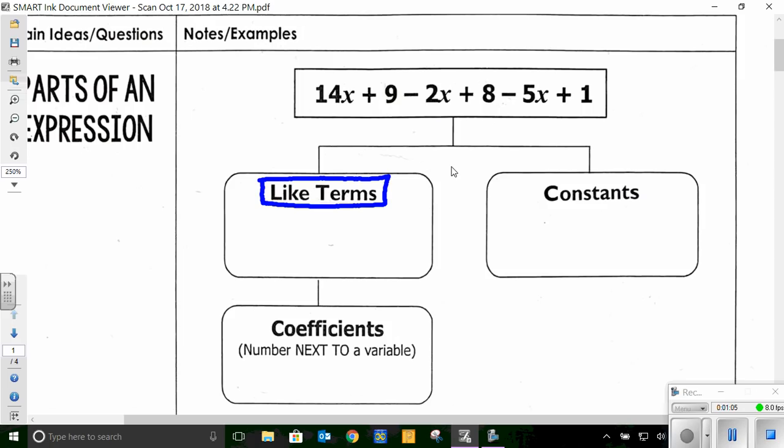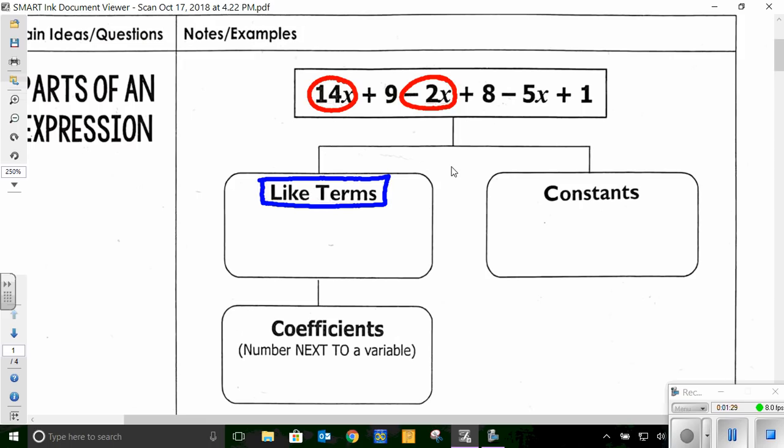When I'm circling, make sure that you circle the sign that is in front of it. Now this one doesn't have a sign in front of it, it's just 14x, but we know it's positive. The positive 9 does not have an x, so I'm not going to circle it. The 2x does have a variable, so I'm going to circle it, but I need to circle that negative sign there with it. That minus is also considered a negative. It kind of flips back and forth.